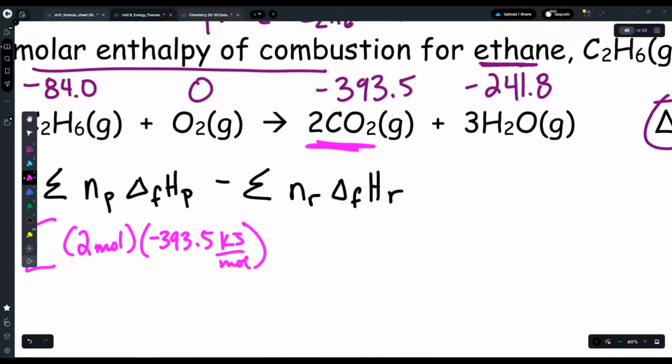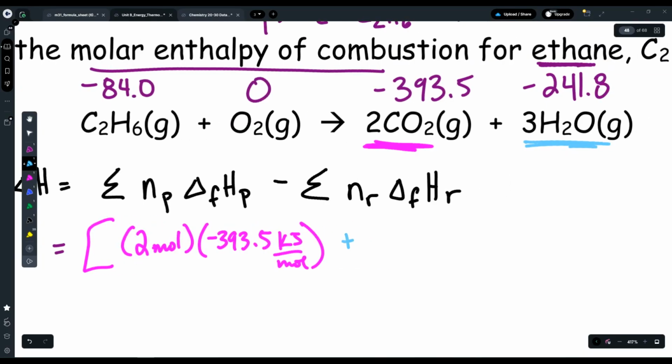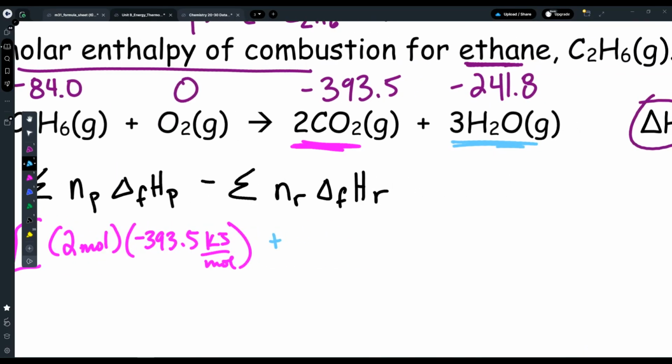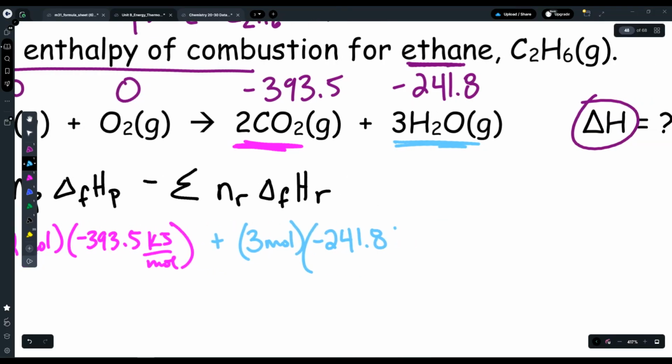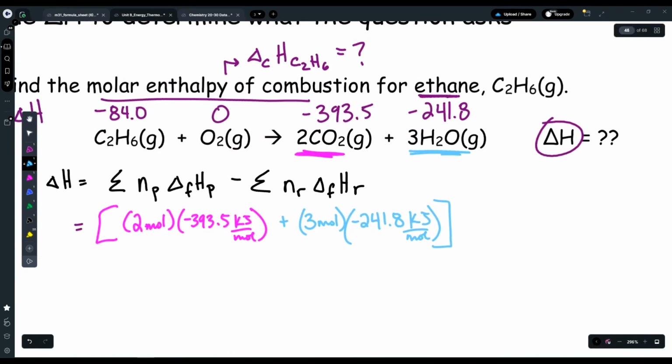Okay, so now on to my next product here. That's going to be the water. So because we're figuring out the sum of, we're going to be adding up these values. So I'm going to go plus, okay, 3 moles times by negative 241.8, and that's kilojoules per mole. And then we'll close the bracket because we finished dealing with all of our products here.